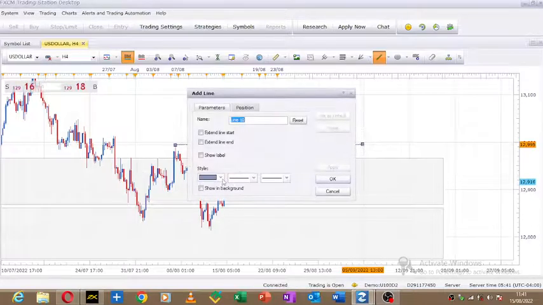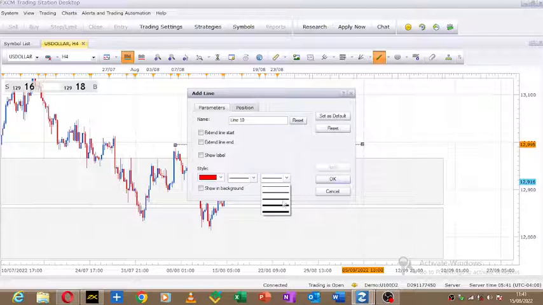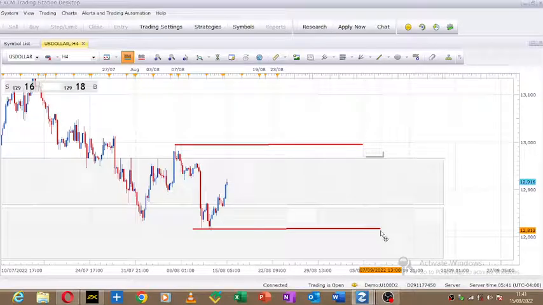I'm just gonna turn this red. You know I like to use red for bearish. I'm just gonna make it thicker. There we go. And then bring that down here for the 4-hour bearish trading zone, as you can see.